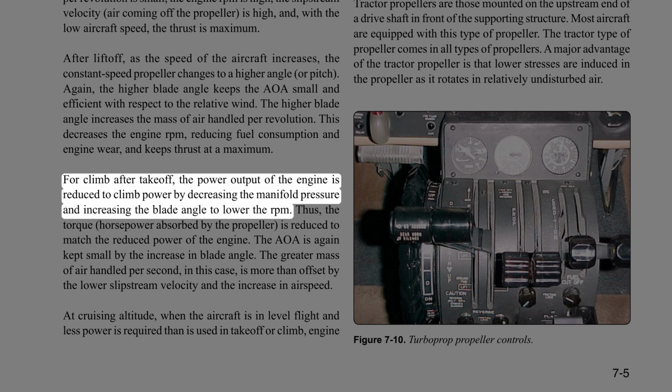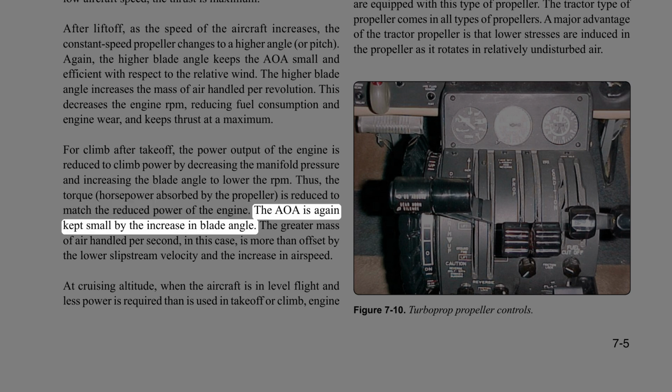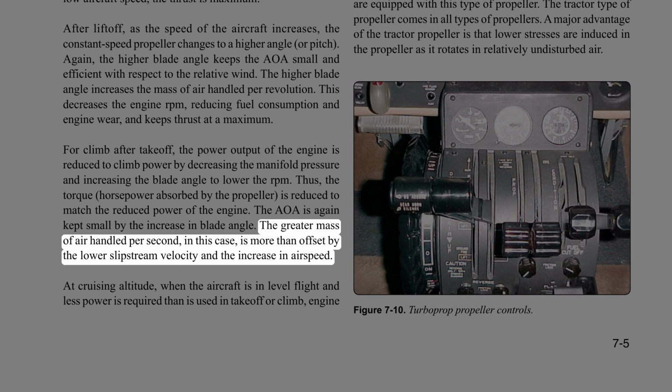For climb after takeoff, the power output of the engine is reduced to climb power by decreasing the manifold pressure and increasing the blade angle to lower the RPM. Thus, the torque, horsepower absorbed by the propeller, is reduced to match the reduced power of the engine. The AOA is again kept small by the increase in blade angle. The greater mass of air handled per second, in this case, is more than offset by the lower slipstream velocity and the increase in airspeed.